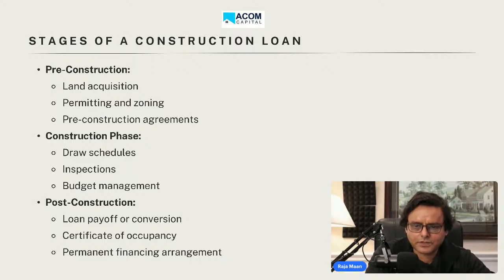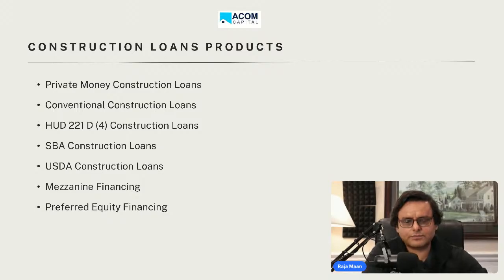The second step is the construction phase: draw schedules, inspections, and budget management. Post construction is loan payoff or conversion, which is important again for us. Then the certificate of occupancy, once it's a livable space and you or the tenants can move in. That's what you get from the city or the inspector. Then the permanent financing arrangement, which, as I said, is very important even before you start the construction.